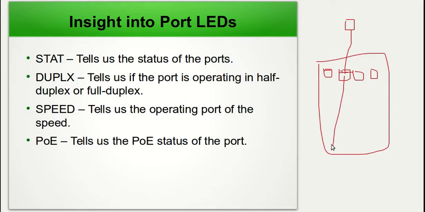So with some Cisco switches, they have a feature enabled which is called power over Ethernet, which means that they can actually provide power to small devices over the Ethernet cable. Normally it'll be IP phones, CCTV cameras, wireless access points, any small devices which require a small amount of power. A switch can actually provide that power to that device.